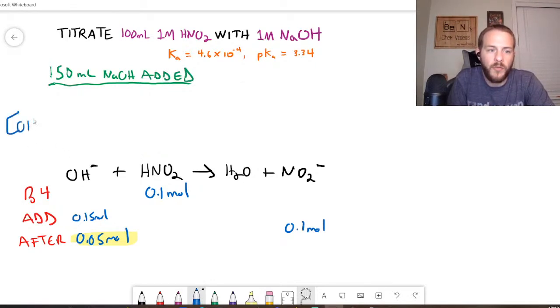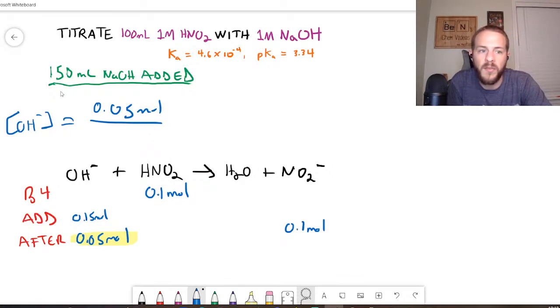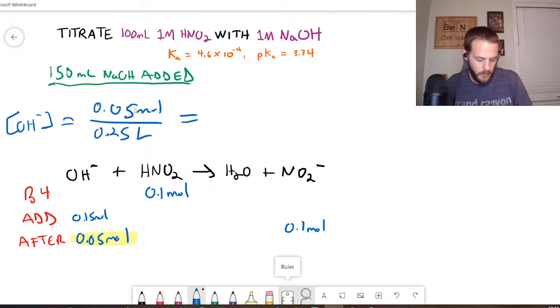So how do we get the concentration of hydroxide? Well, all we do is we take the amount in moles of it that we just figured out, 0.05 moles. We divide that by the total volume. So the total volume is 100 milliliters plus 150 milliliters, so 250 milliliters, or simply 0.25 liters. I've just converted that to liters in my head so that we can get a molarity out of this, moles per liter. So that ends up being what? 0.05 divided by 0.25. Should be just 0.2, right?